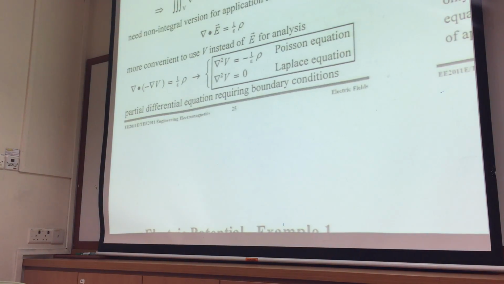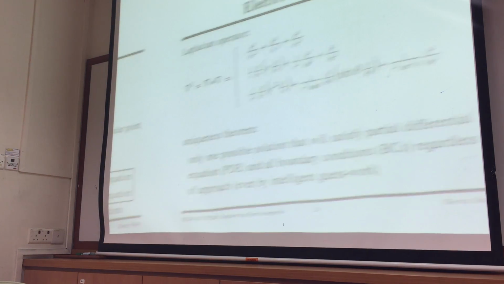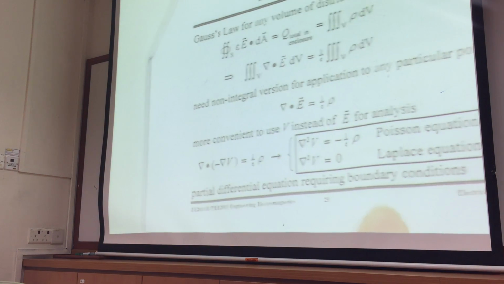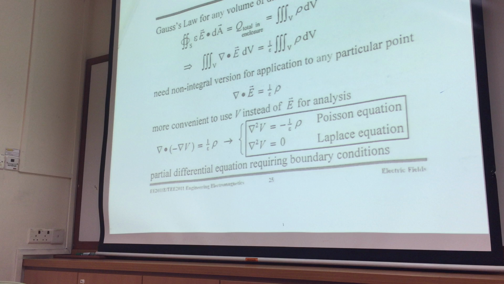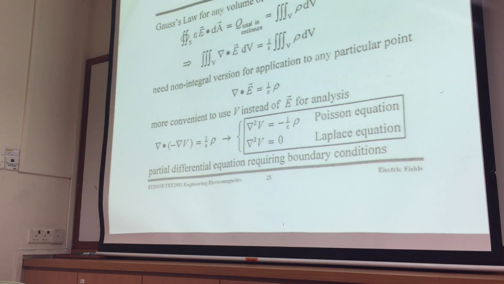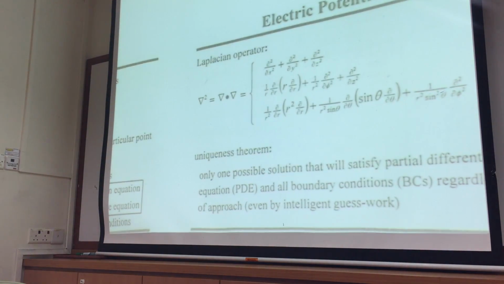Which one is five star? This one is five star, not five star. This formula is important. The partial differential equation requiring boundary conditions. We just talked about this, a Laplacian operator. Poisson equation, Laplace equation. Yeah, this is an important formula, just referring to the formula. Important only. That's why I never say five star. Okay, skip. Important is it.